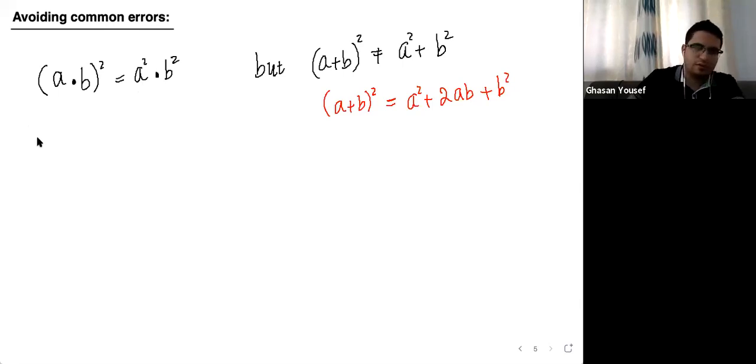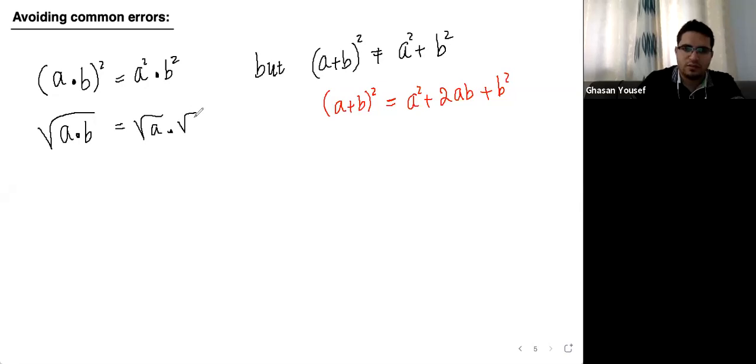Another common error we should avoid is the square root of a times b. For multiplication, this is equal to the square root of a times the square root of b. But this is not correct for addition.